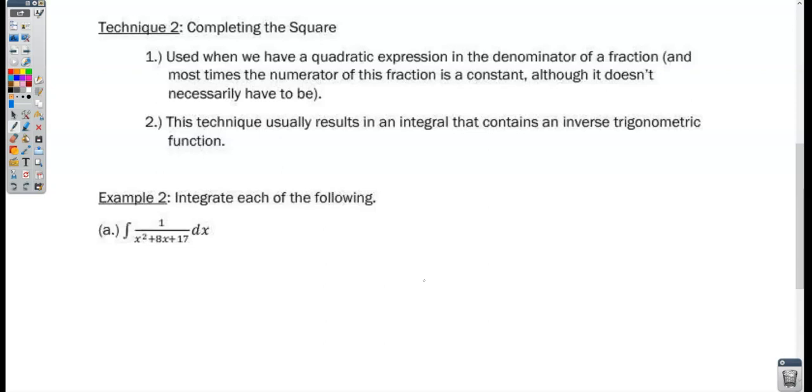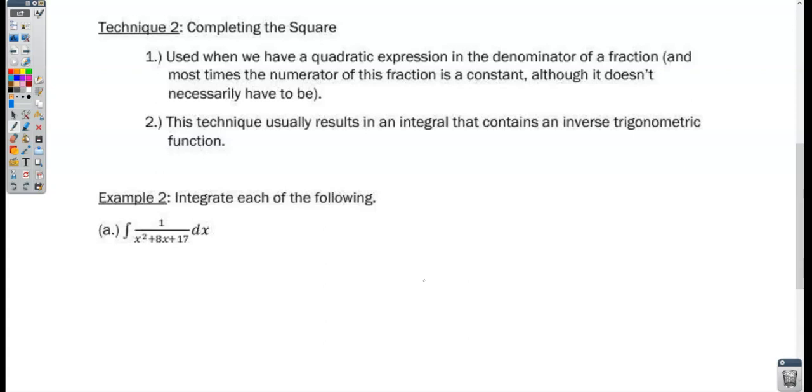Alright, welcome back everybody. In this video, we're going to talk about information from section 6.10 of AP Calculus, integrating functions using long division and completing the square. This is our second video on the subject. In the first video, we went over examples of integrating functions using long division, and this video is going to focus on the second technique, completing the square.